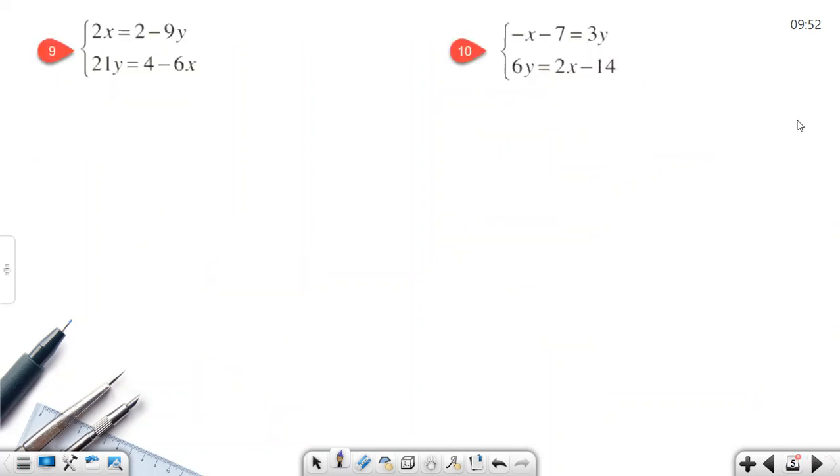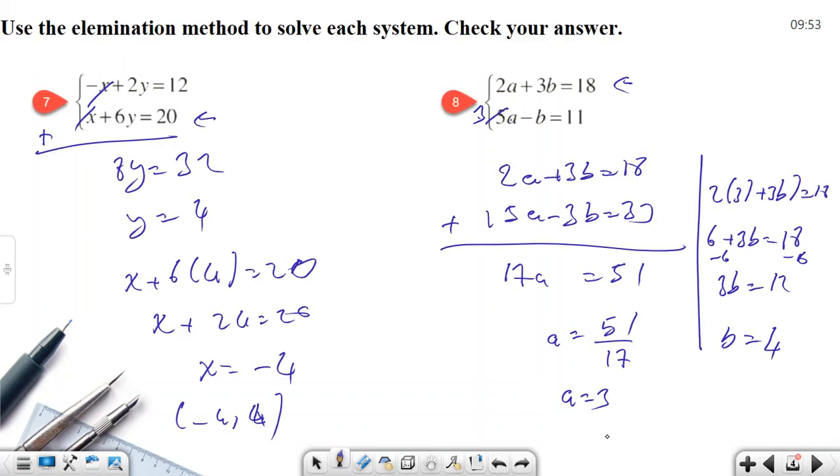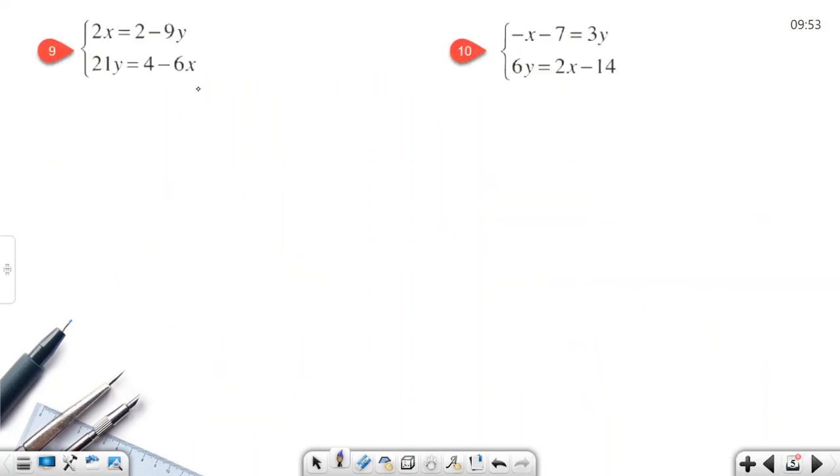After that, the idea is the same, but let me check if there are different questions. For example, on that one, there are slightly different questions. You need to organize this one, because x and y are in different places and we cannot add them. We add the left side of the equation with the left side, and the right side with the right side. So on this equation, you need to organize it. You add 9y to both sides: 2x plus 9y equals 2, and add 6x to both sides, that's going to be 6x plus 21y equals 4.